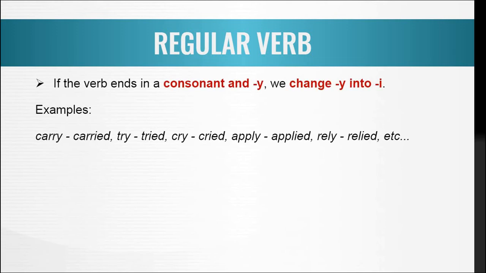Another rule for the regular verbs is that if the verb ends in a consonant and y, if the last letter of a word is y and the y is preceded by a consonant letter, we change y into i. For example, carry, carried, try, tried. Look at it: try is ending in y, but before the y there is a consonant letter r. So the y is cut, and in place of the y we use i, and ed is added to change its form to past or past participle.